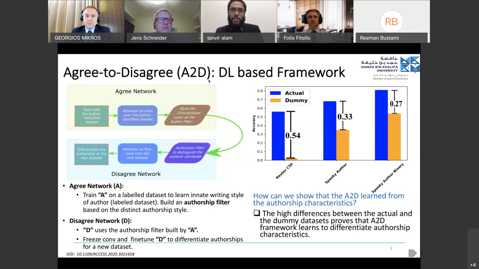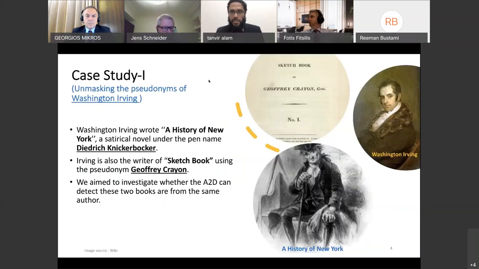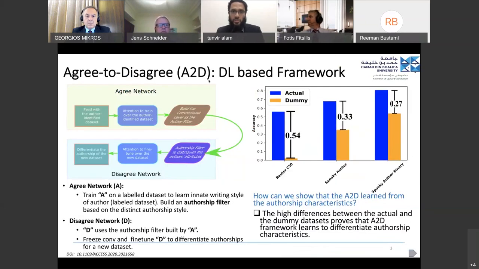Then we checked the performance of the model. We looked at the accuracy of the model on a variety of data sets, like Reuters C15, which is a famous data set containing more than 50 writers. Also the Spooky Authors data set, where we had three authors and their literature. We also checked the performance on dummy data. Dummy data means we shuffled the author names on the original data set to produce the dummy data set. The difference of the accuracy clearly indicates that our proposed framework A2D was learning the authorship style, and it was able to distinguish the authors.